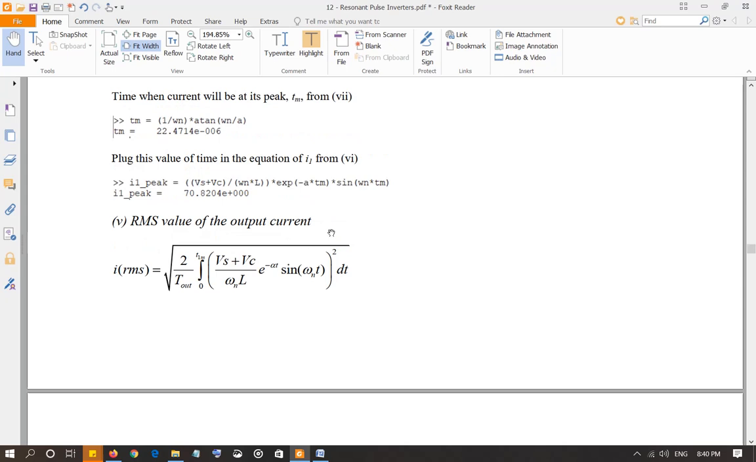RMS value of the output current. Now the output current equation is this. It is an exponentially decreasing sinusoidal function. It is hard to calculate the integral of this, actually the integral of the square of this. Even the integral is hard to calculate, but the square of that is even harder. Now observe that to calculate the RMS value, I'm going from 0 to T1m, only the first part of the time, and I'm doubling the output. I'm doubling the integral. Why?